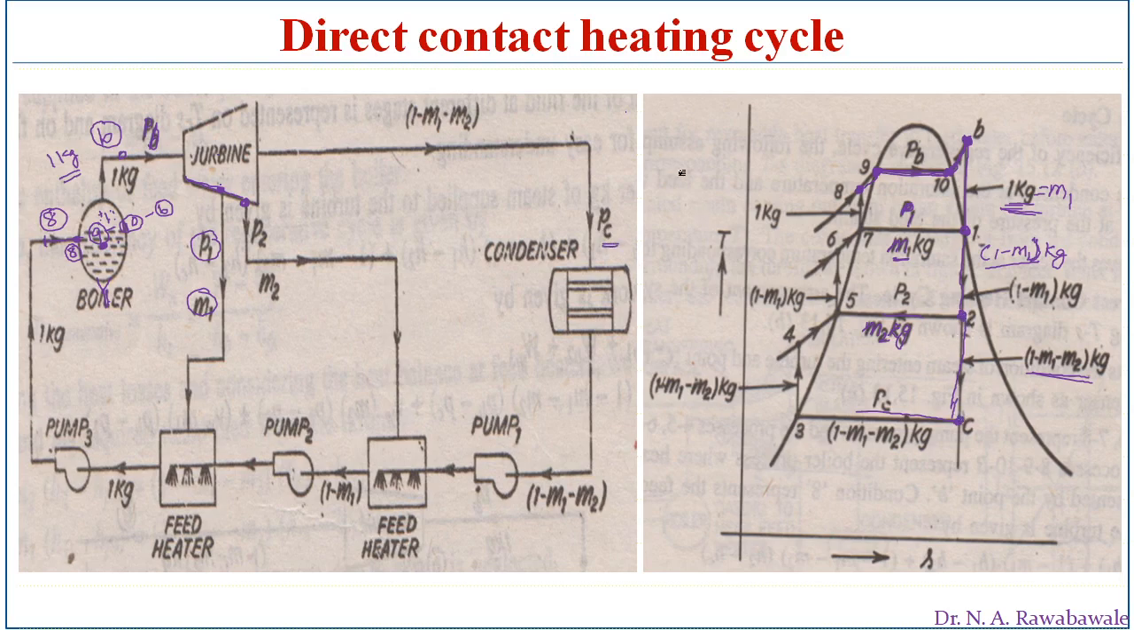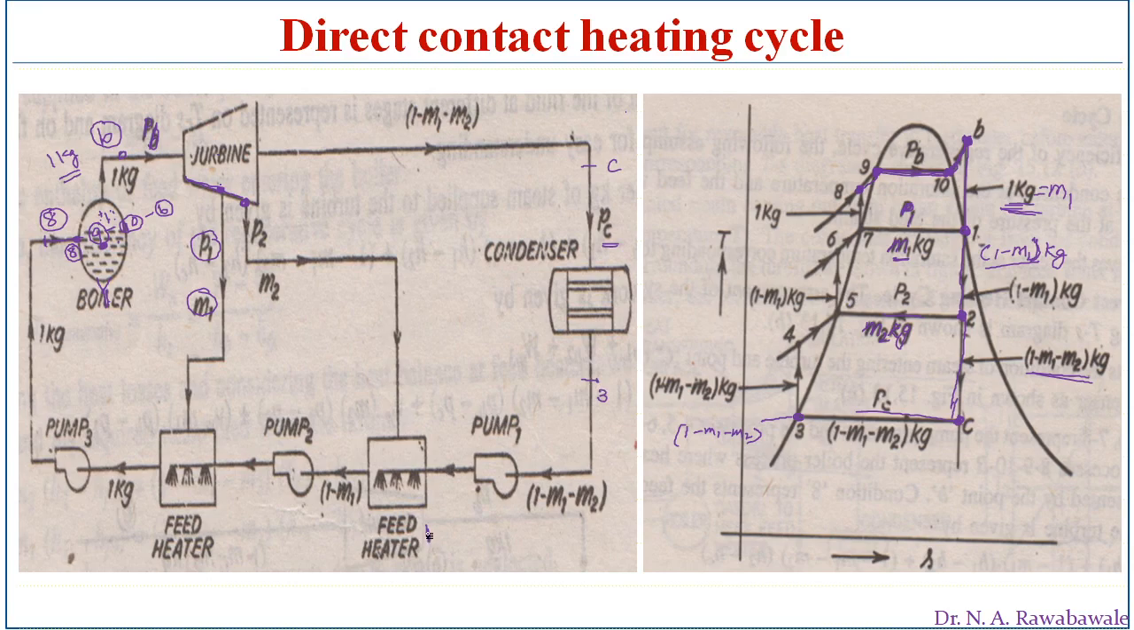At point C it enters into the condenser, and from point 3 it comes out in the form of condensate. So steam gets converted into liquid, and that is called a condensate. Condensate comes out of this condenser. So the mass of condensate which comes out is equal to 1 minus m1 minus m2, because already we have taken out m1 kg and m2 kg of steam. So this condensate is passed into the feed heater.